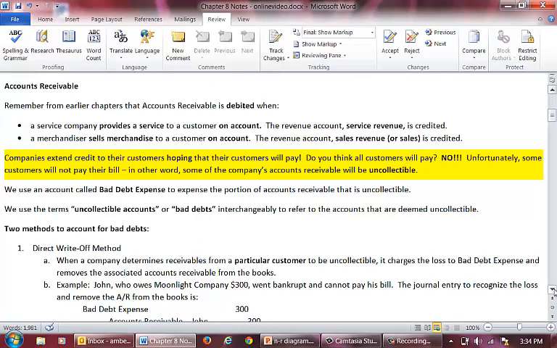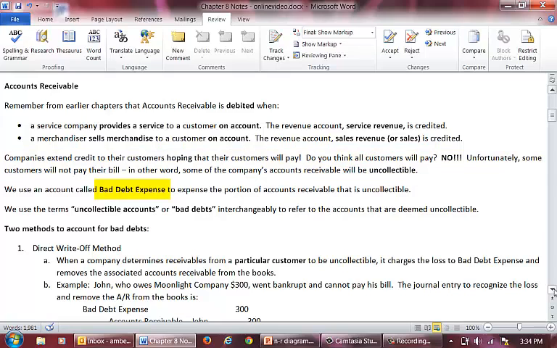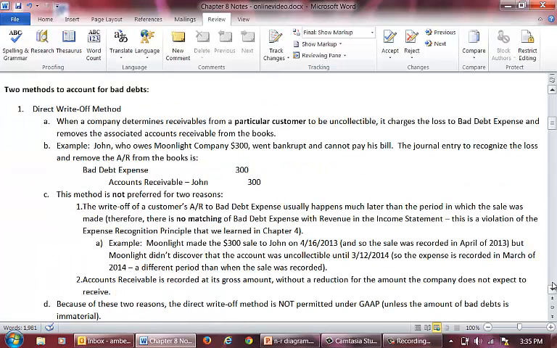Companies choose to extend credit to customers with the hope that they will pay. Unfortunately, customers don't always pay. This means that some of a company's accounts receivable is uncollectible. We will use a new account in this chapter called bad debt expense to expense the portion of a company's accounts receivable that is uncollectible. We will also use the terms uncollectible accounts and bad debts interchangeably to refer to the accounts that are deemed uncollectible. There are two methods to account for bad debts, the direct write-off method and the allowance method.